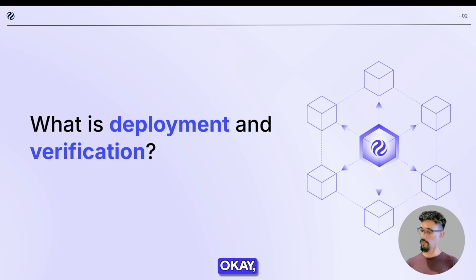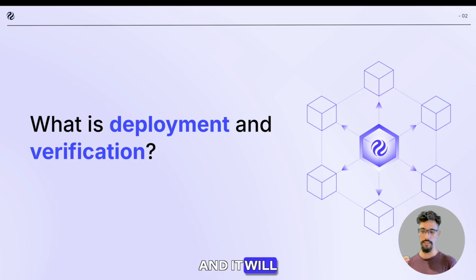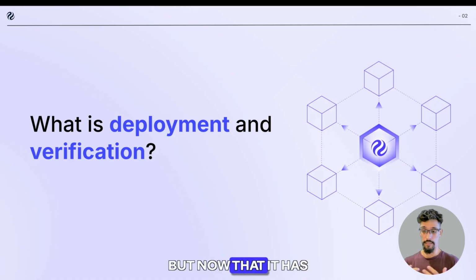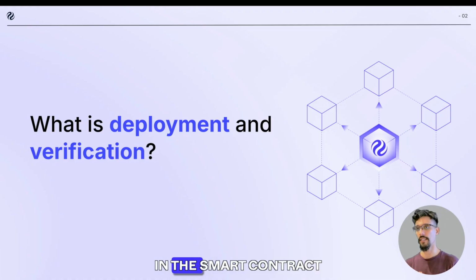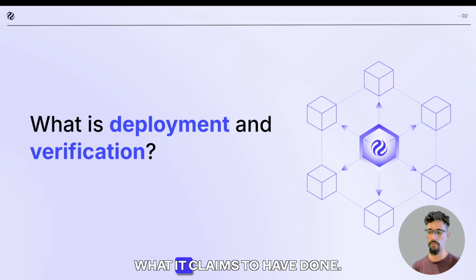So then it says, okay, that's verified, and it'll then display the source code and the API as we saw just earlier on. Now, if it wasn't a match, then it would just be rejected, and it would just not show the verification status. It will not show the source code and so on, right? But now that it has, we're more confident in the smart contract actually doing what it claims to have done.